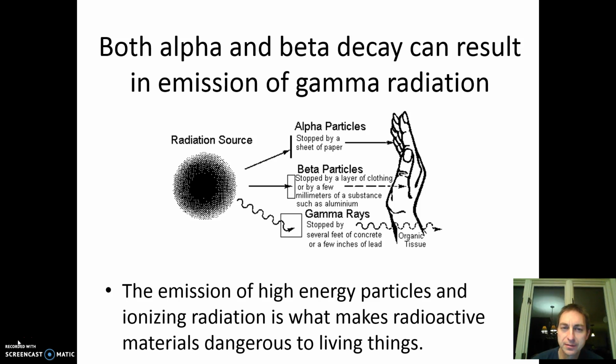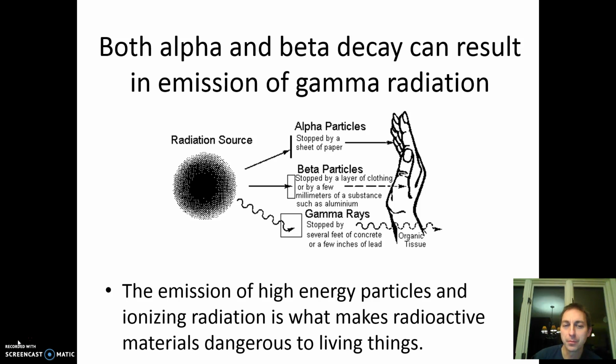So with these different types of decay, you get different effects of the radiation. As we've already mentioned, an alpha particle is going to be given off from alpha decay, and those are going to be a helium nucleus. It's not very penetrating, as it shows in this diagram here. But as you can see, beta particles are going to potentially penetrate through your skin. And as it says, could be stopped by a layer of clothing or a few millimeters of a substance like aluminum.